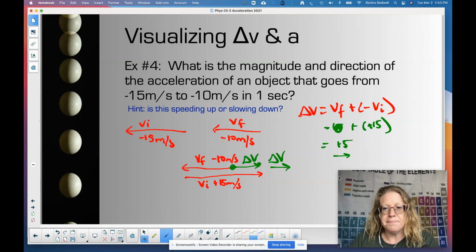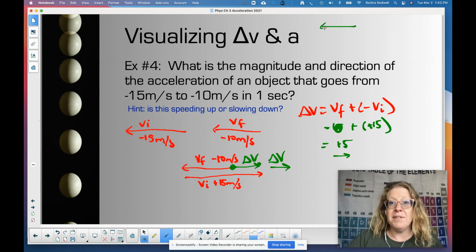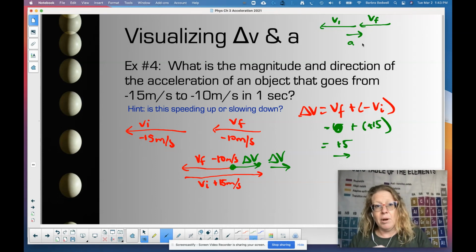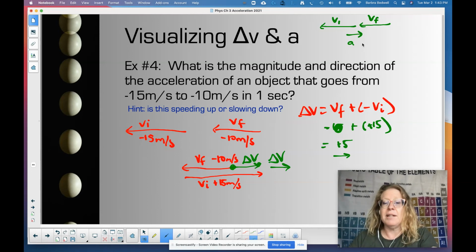That's what that means. Okay, again, they're going opposite directions. So VI is to the left, VF is to the left, and our acceleration is to the right. If they're going opposite directions, that means they are slowing down. We went from -15 to -10. It's approaching 0. We had -15, and then we had -10. So our acceleration is actually in the opposite direction.